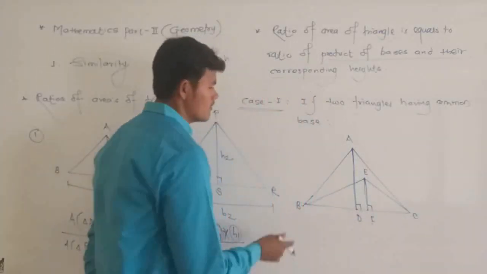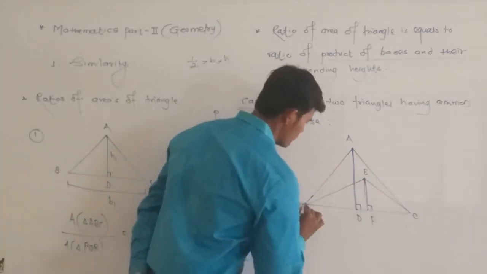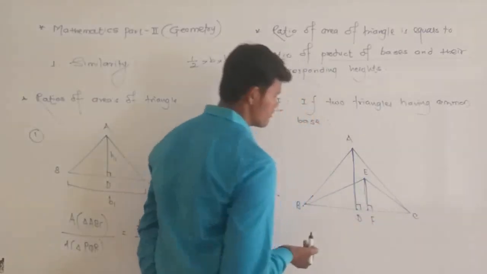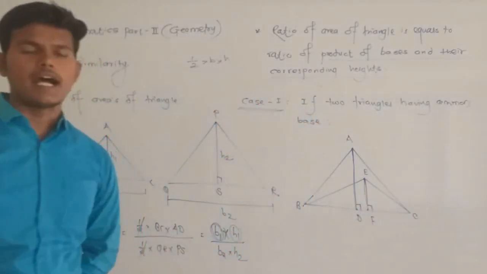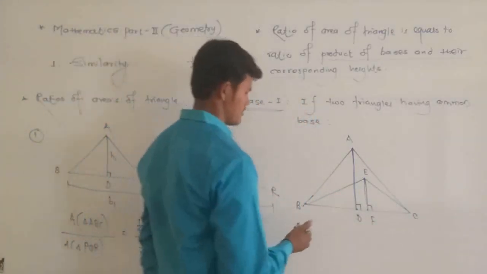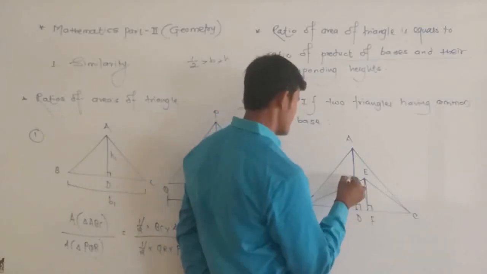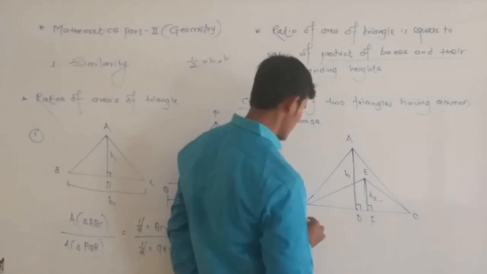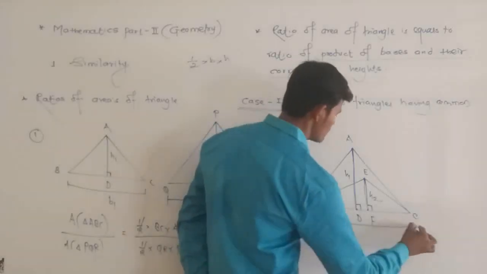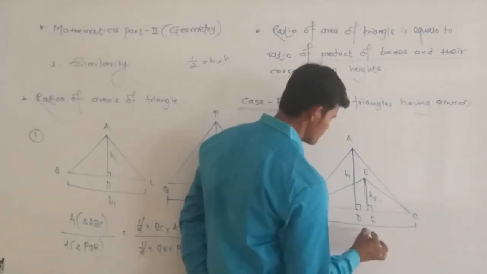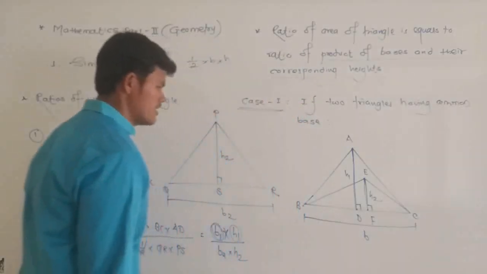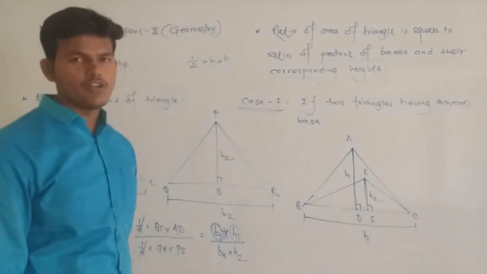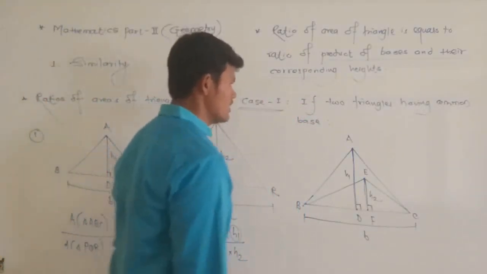That means for both triangles, BC is the common base, but their heights are different. So it is H1 and this is H2. For both the figures, this is the common base. Okay. Now take the ratio of the areas of both the triangles.